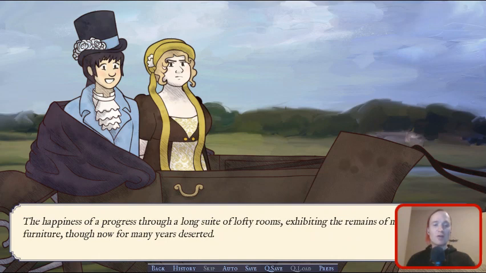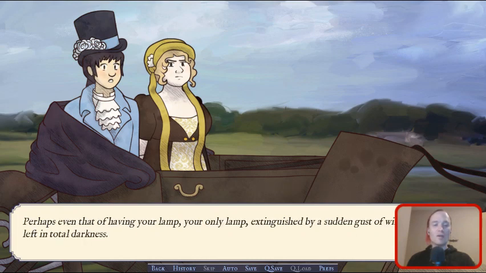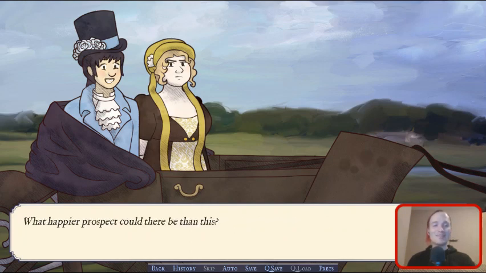The happiness of progress through a long suite of lofty rooms, exhibiting the remains of magnificent furniture, though now for many years deserted. The happiness of being stopped in your way along narrow, winding vaults by a low, gated door. Perhaps even that of having your only lamp extinguished by a sudden gust of wind and of being left in total darkness. What happier prospect could there be than this?